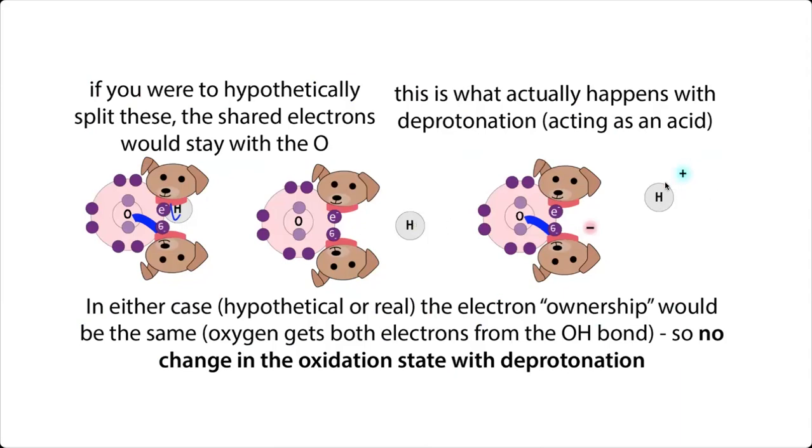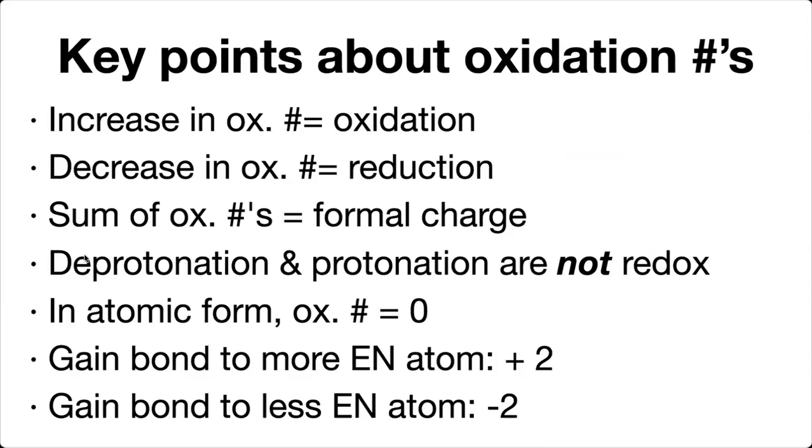If we think about over here, if the hydrogen, the proton, actually leaves, you still get a plus 1 because you don't have any electrons, whereas you had 1 in your neutral form. 1 minus 0 is 1. The sum of our oxidation numbers is going to equal the formal charge. Protonation and deprotonation are not redox. In the atomic form, the oxidation number is always going to be 0.